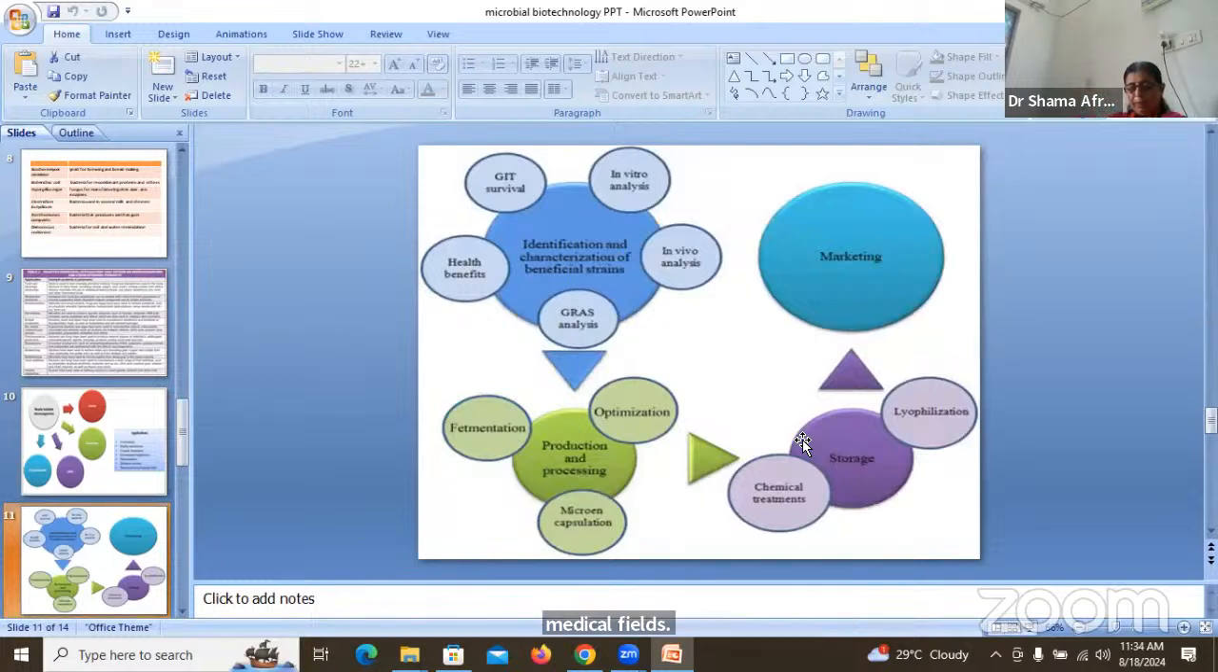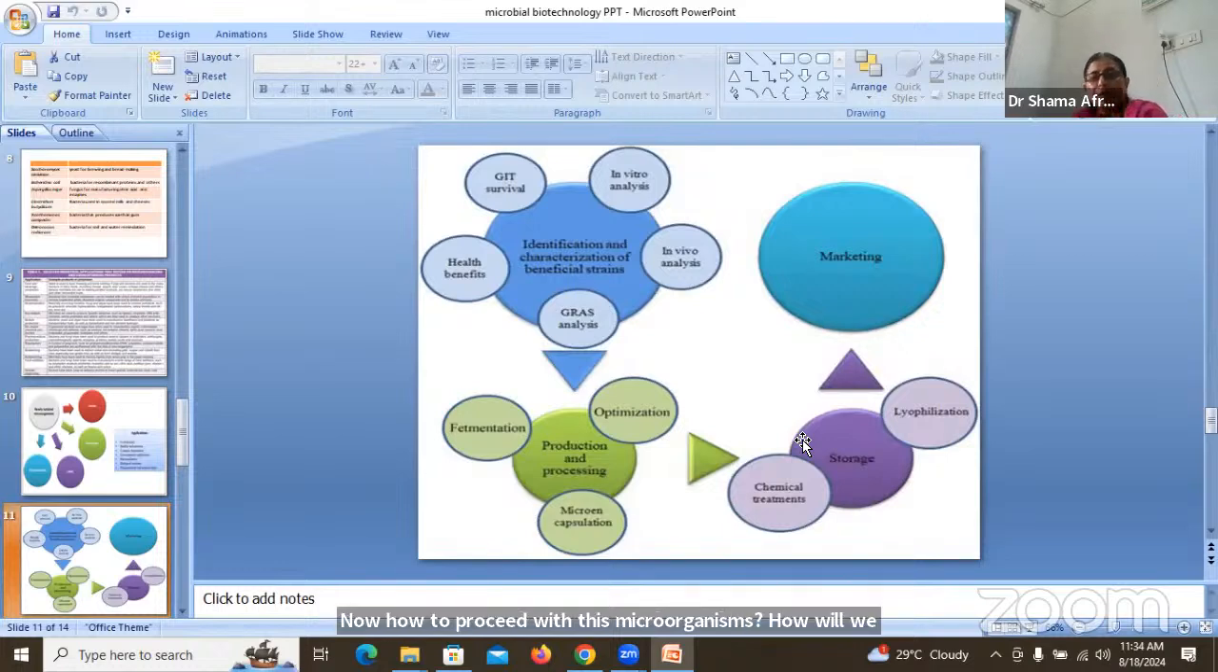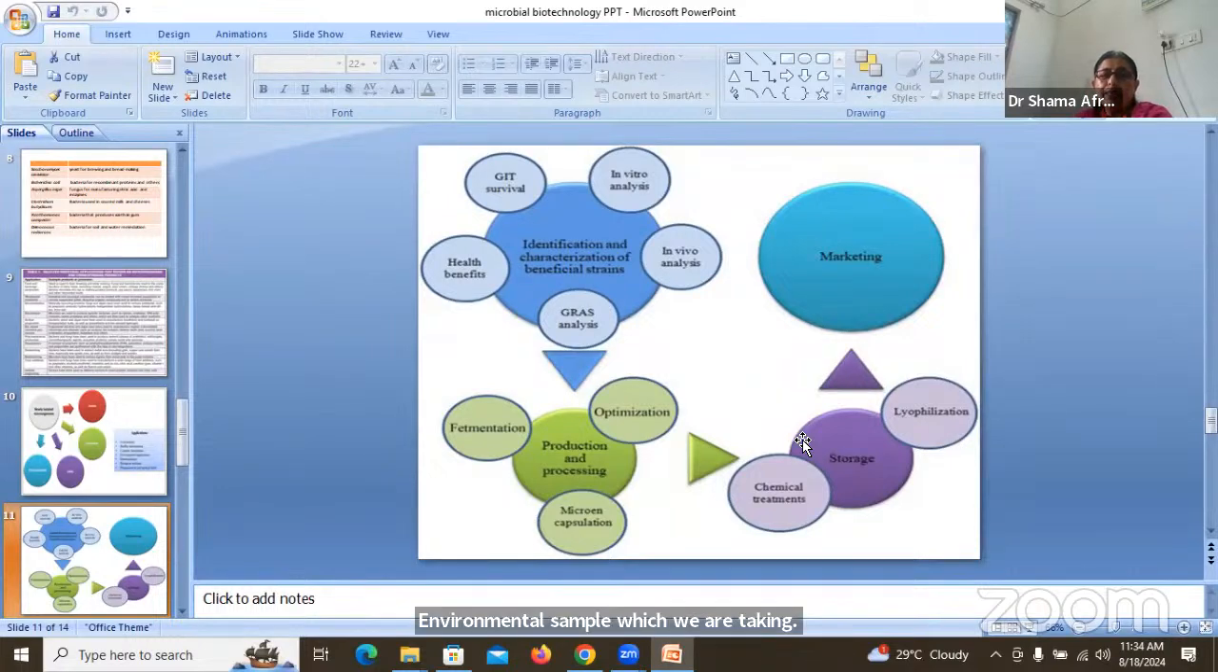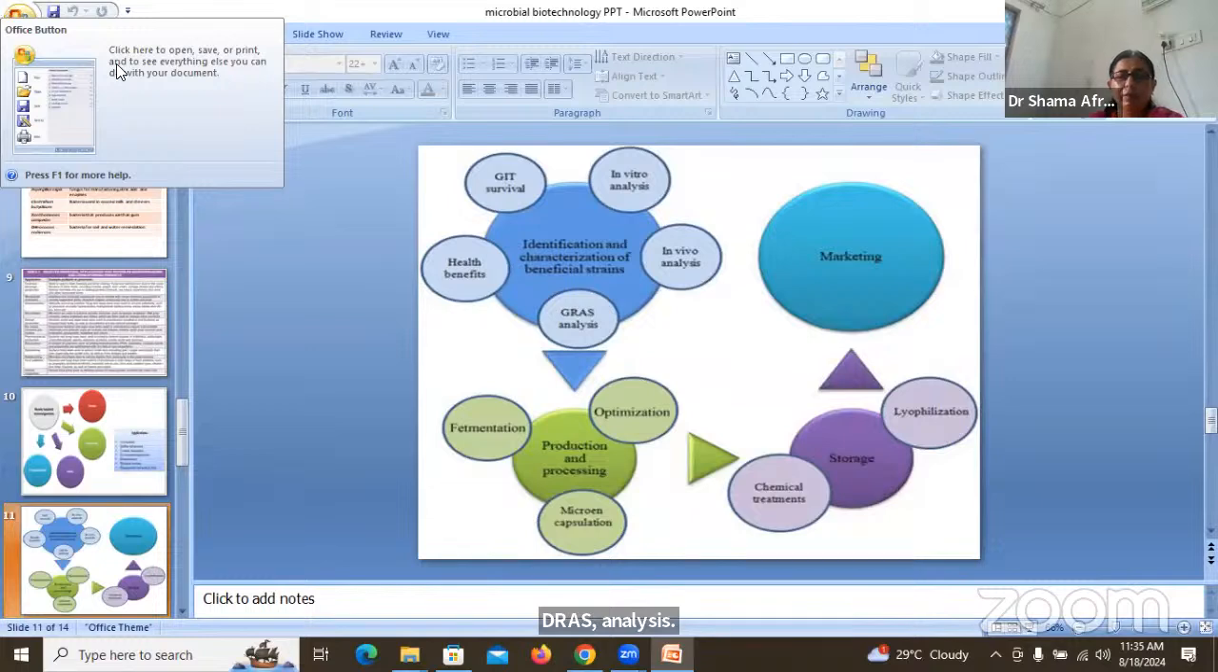Now, how to proceed with these microorganisms? How will we be proceeding with these microorganisms in the field of biotechnology? First of all, we have to identify and characterize the beneficial strain from the environmental sample which we are taking. Then in vitro analysis, in vivo analysis, and GRAS analysis will be done. Its health benefit will be studied, and the GIT survival will also be studied in the case of microorganisms which will be used for human beings. GRAS means generally recognized as safe, the organisms which will be generally recognized as safe for use in various fields.